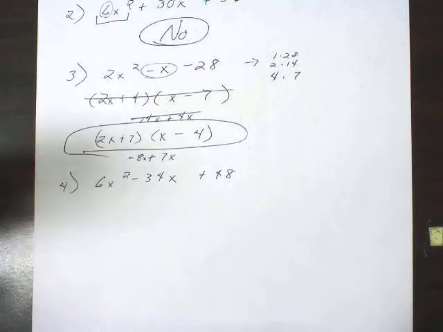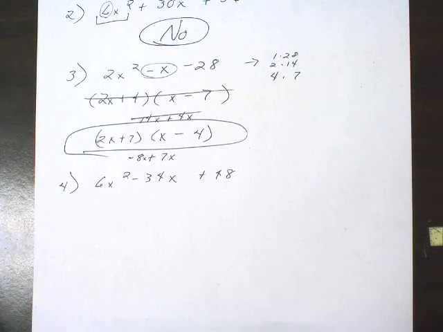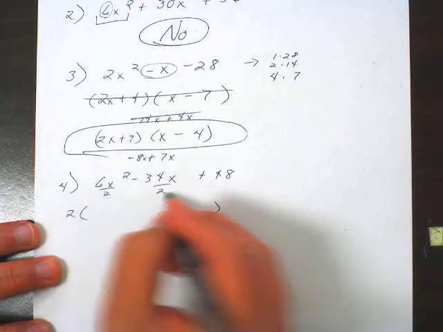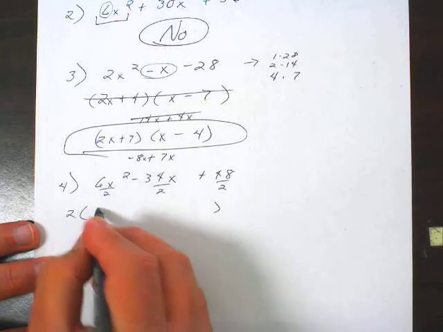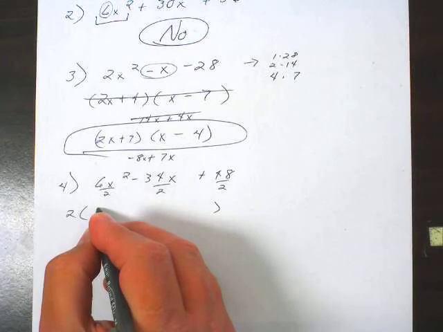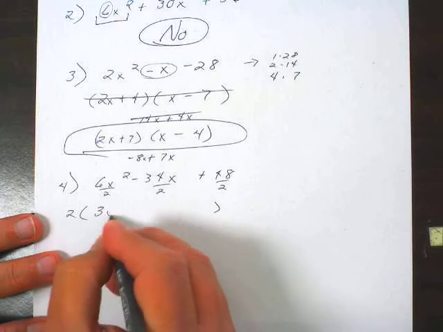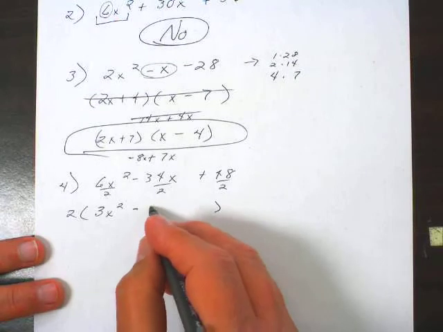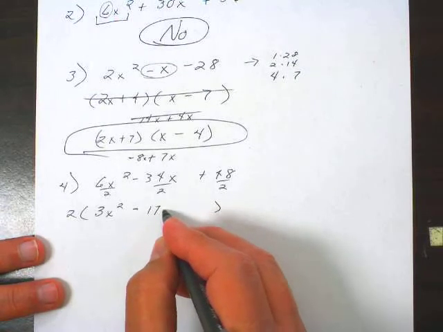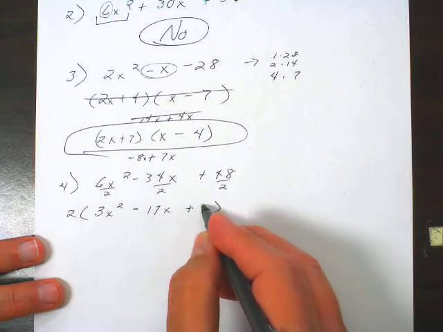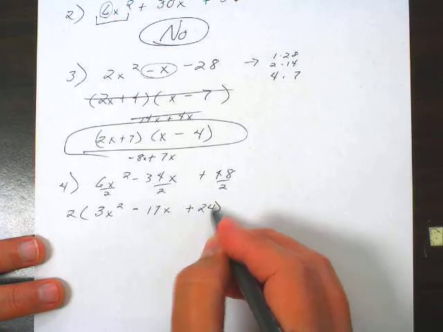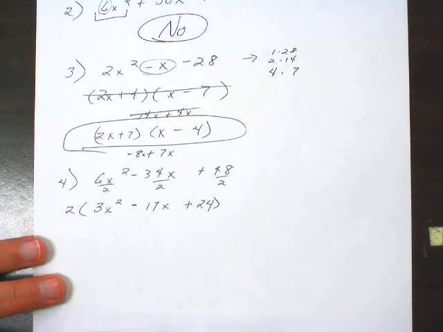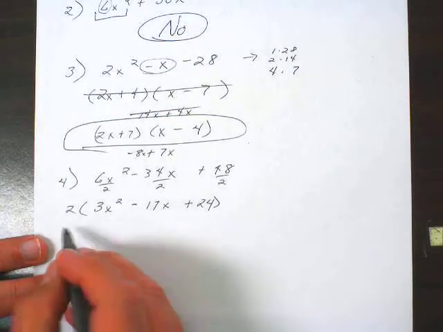They can all be divided by 2. So if we factored a 2 out, dividing each of these by 2, we get 3x squared minus 17x plus 24. Okay, so now I have a trinomial that I'm going to see if I can factor.